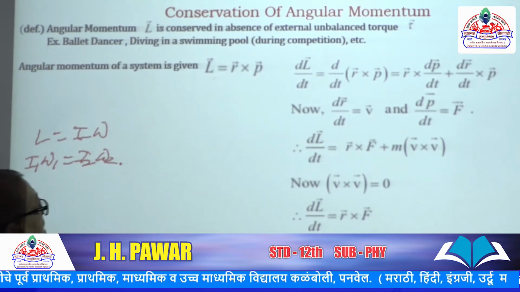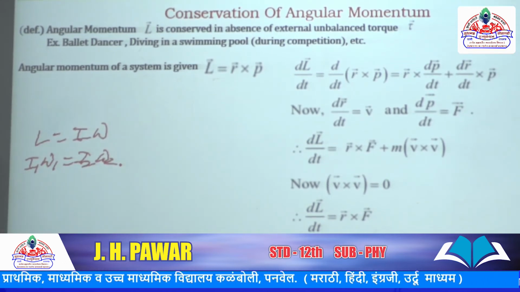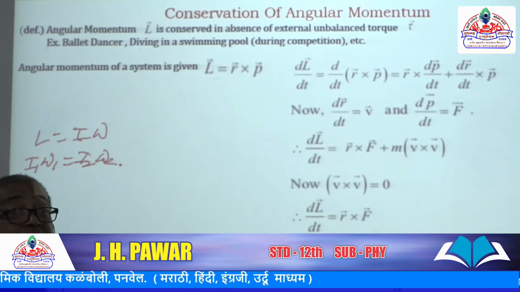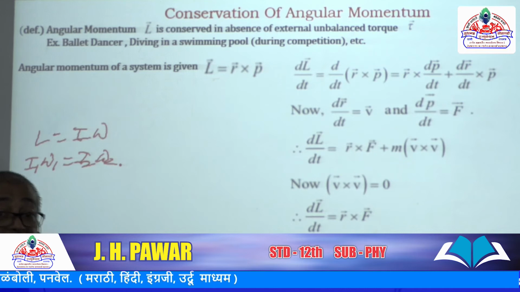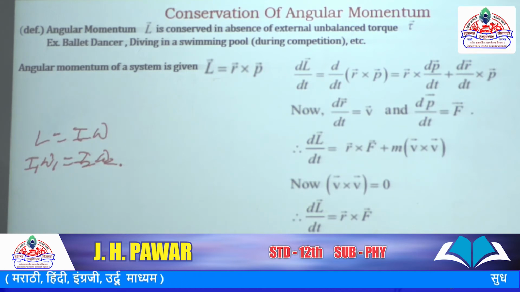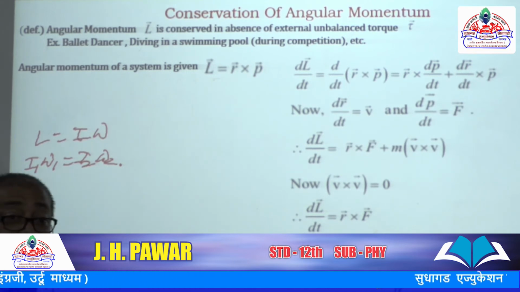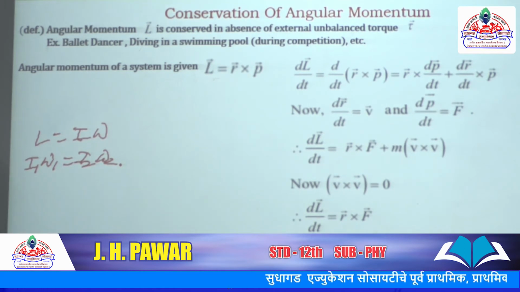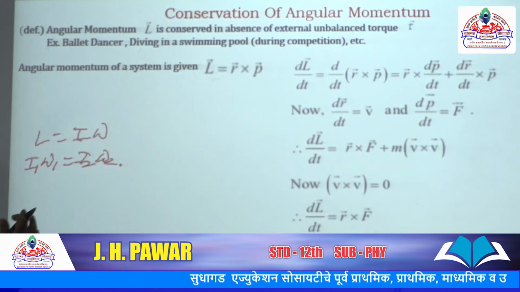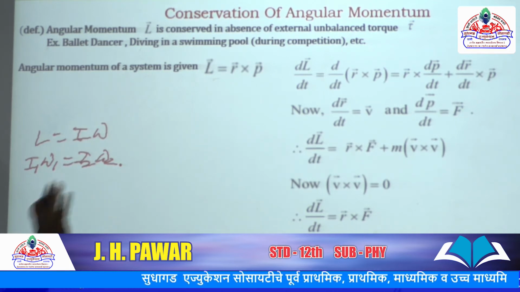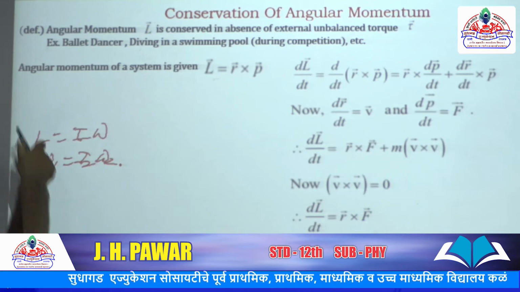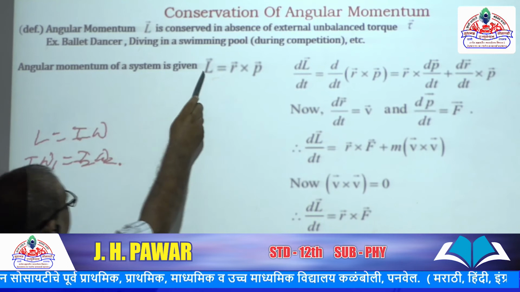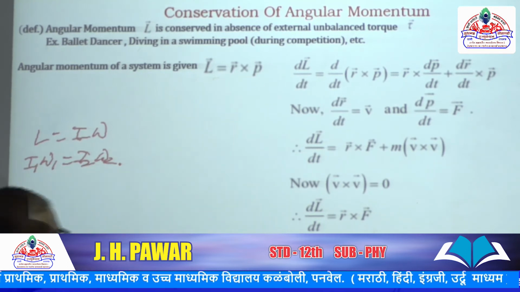Let us see. Different methods are there for proving. In scalar format you can prove it. In vector format you can prove it. Two or three types are there. You can refer to any; all get full credit. Then we refer to the method given in your book. Let us say the angular momentum of the system is given by vector L equals vector R cross vector P.